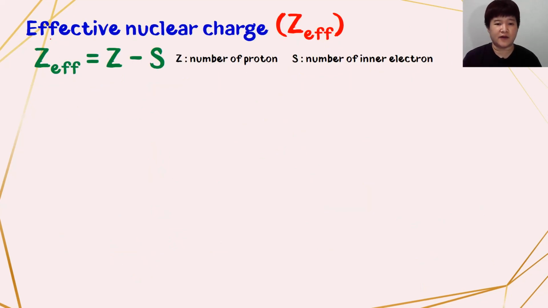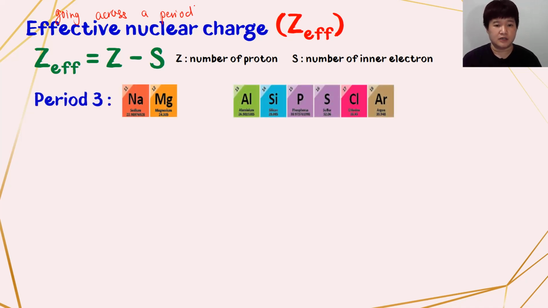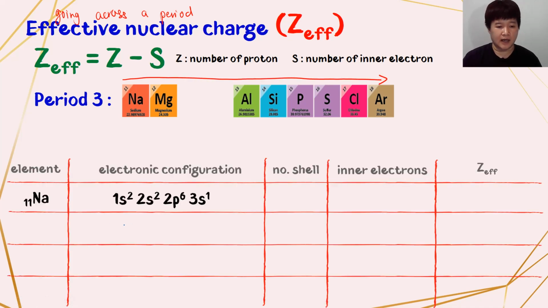And we know that effective nuclear charge will be applied when we are going across a period. So let's look into one example of period 3. Period 3 is moving from sodium all the way to argon. The first element that I have is sodium, and the sodium electronic configuration is as given.